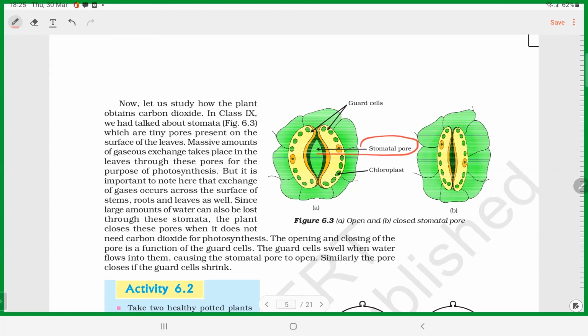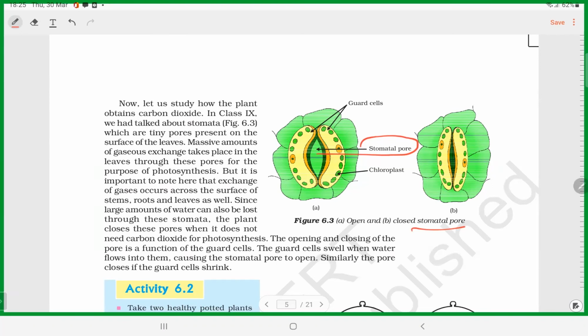In the night time, there is no uptake or transportation of water, as the temperature is low. Water doesn't go, doesn't evaporate, so how will water move? What happens to the guard cells? Shrinks.